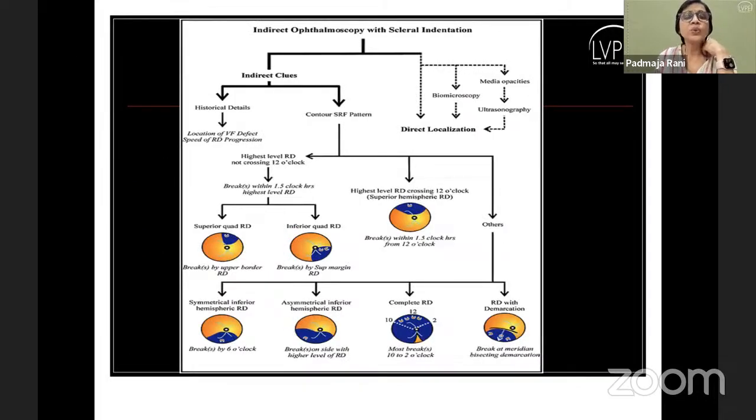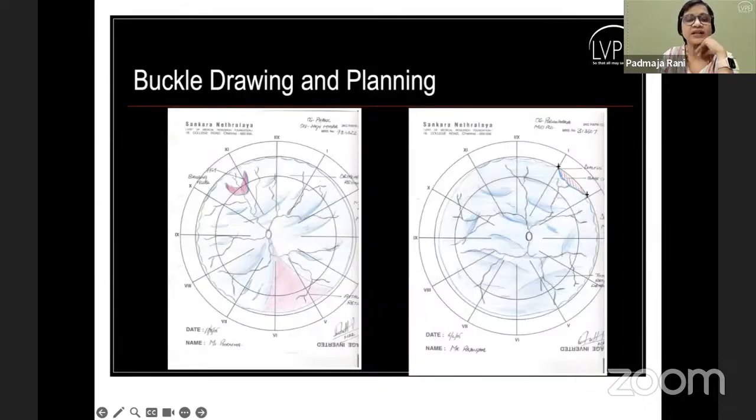What are the clues, when we see a retinal detachment, that can help with pre-op localization of the break? If there is a subtotal RD, wherever the highest bulla is, that is nearest to where you can suspect a break. Similarly, if there is an inferior retinal detachment, you can expect the break to be around 6 o'clock on either side. These are the rules that can help you, but all this can be mastered only by doing indirect ophthalmoscopy and scleral depression.